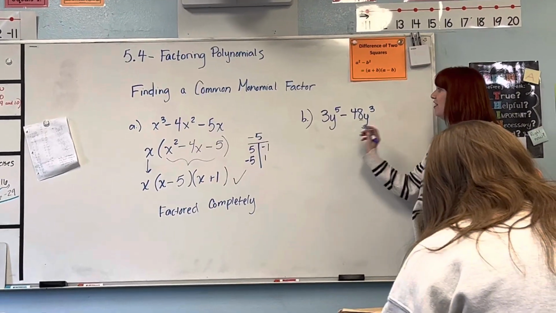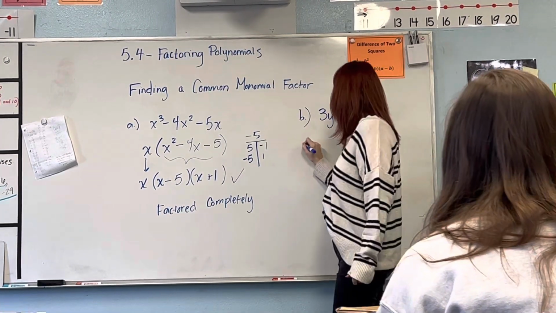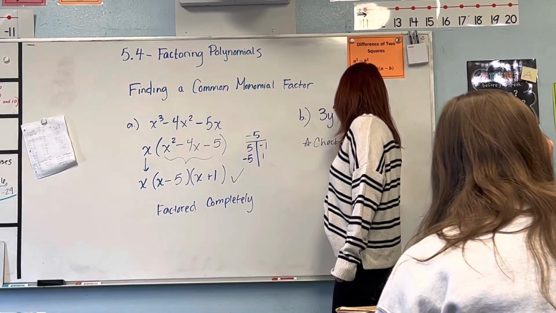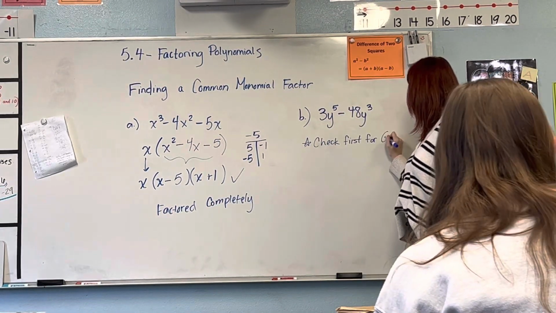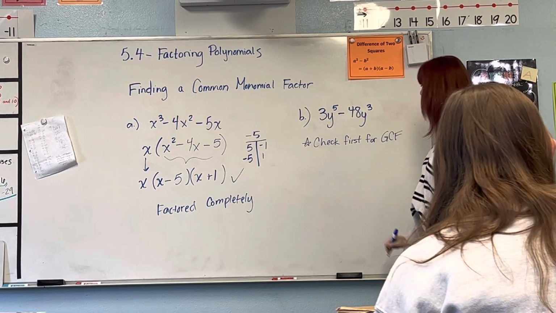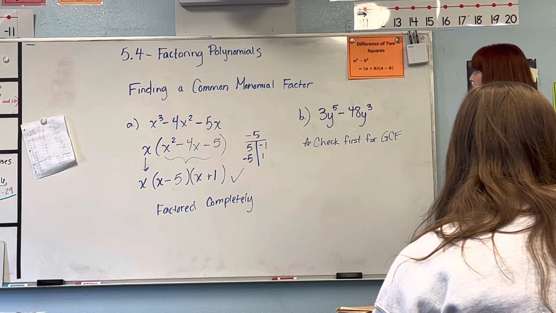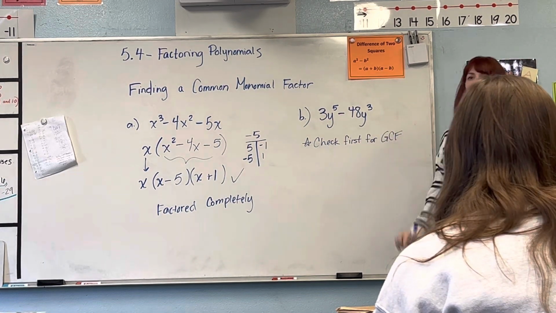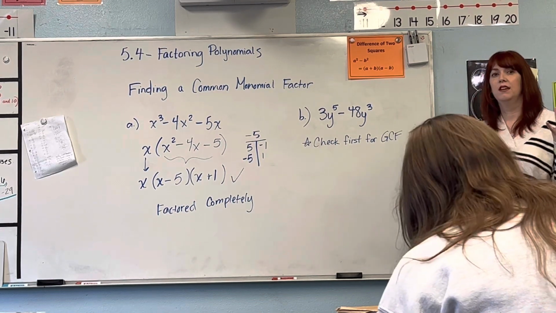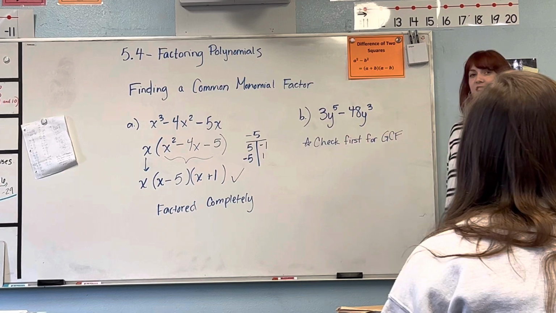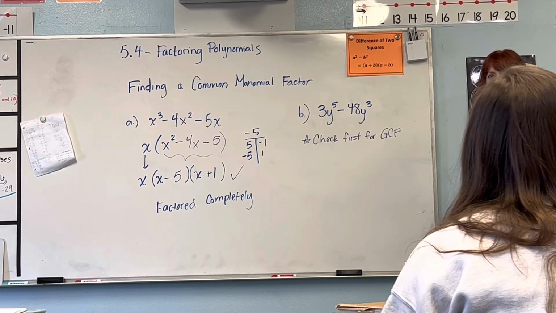Alright. First check, always check this first. Check first for a common monomial. Makes it easier. If you like, use the term GCF, greatest common factor, or common monomial factor. What could we divide both of these by? 3. There's more than that though. The y, 3y cubed.